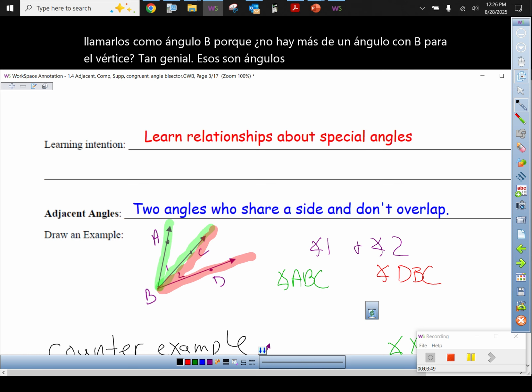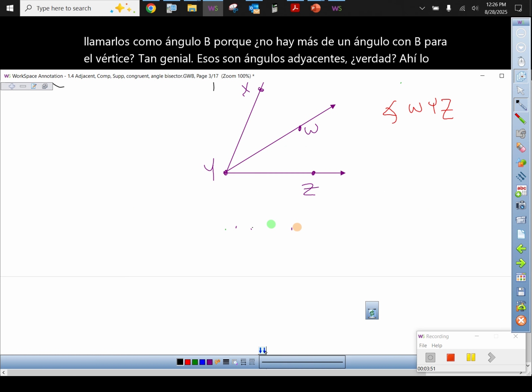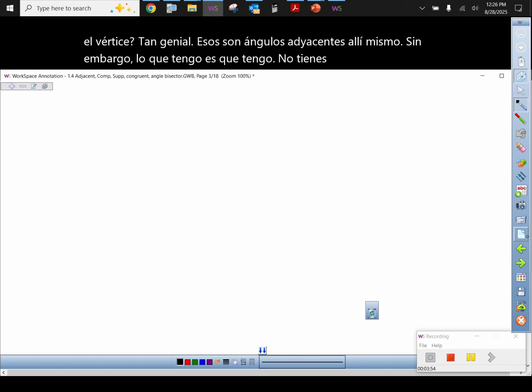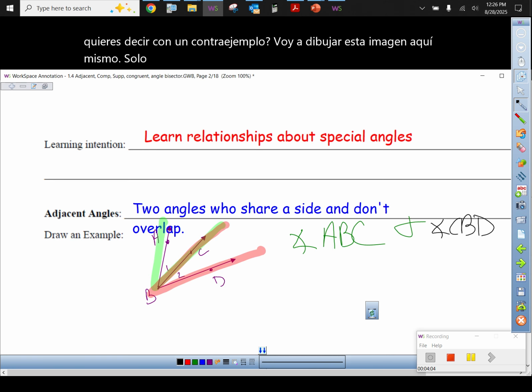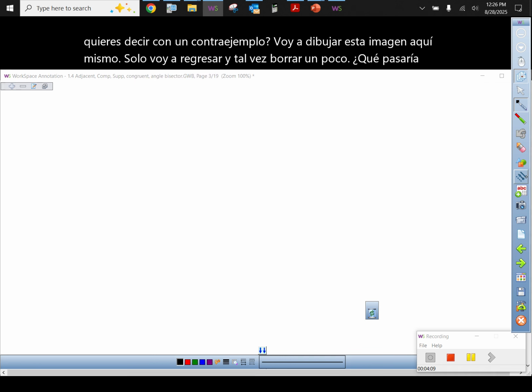You don't have to draw this. Let me just try something else here. I'm going to draw what's called a counterexample. You might see that on some upcoming homeworks. It's like, what do you mean by a counterexample? I am going to draw this picture right here. I'm going to go back and maybe erase a little bit. What if I would have done, I'll just start over.